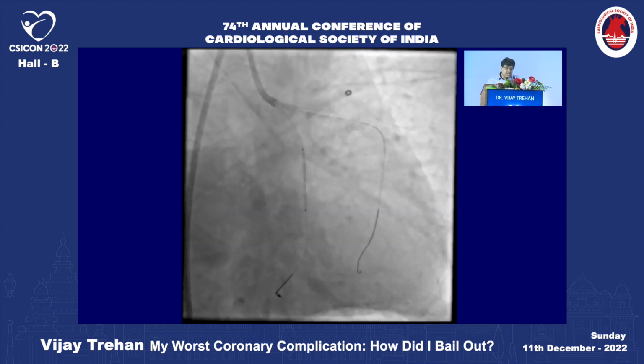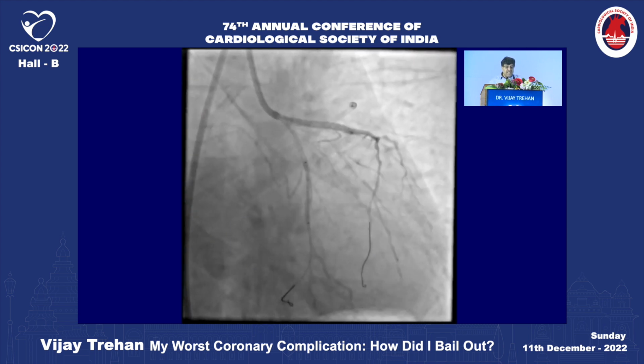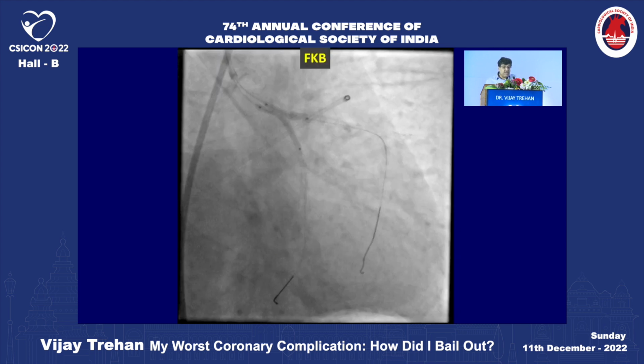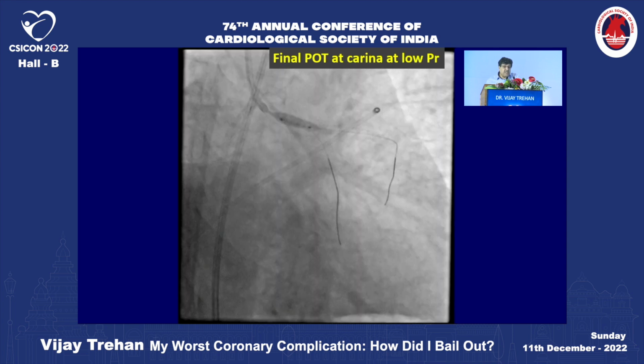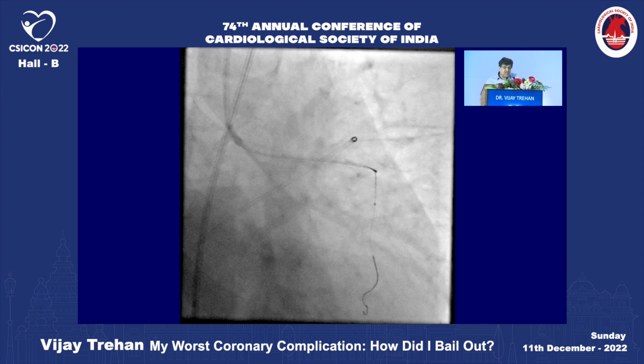There was something down in the circumflex which was fixed. The intention was not to put the stent from the circumflex. The reason was there was a big OM which already had a disease. If I insert a stent there, then my problem will be complicated. My OM may go off. Then I did a final kissing, still flaring with the high pressures, and final pass at coronary at low pressures.